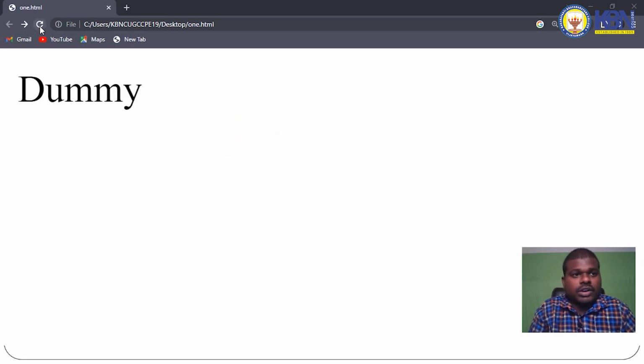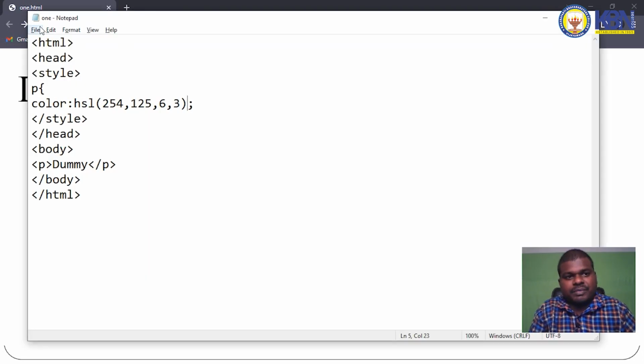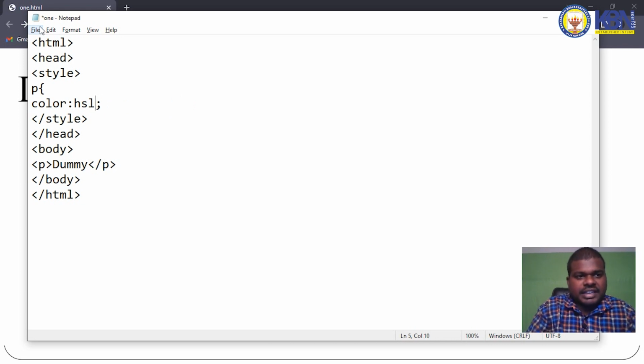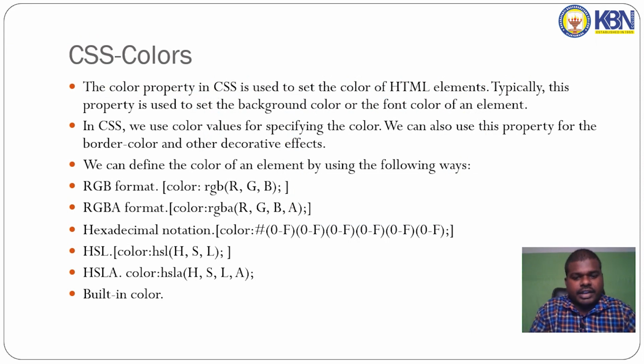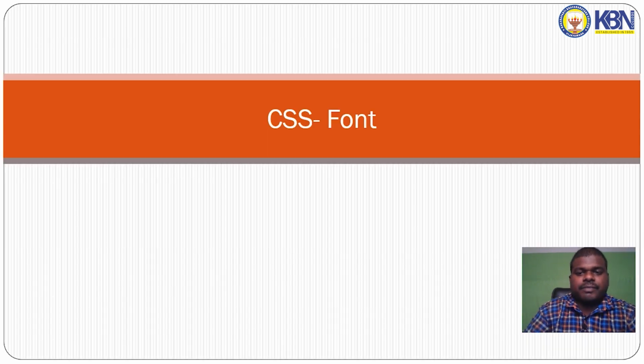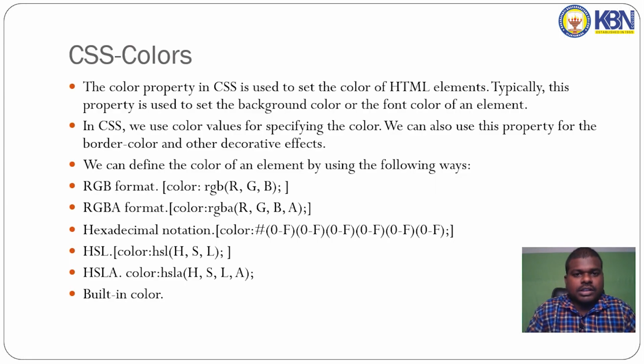Okay, so we have built-in colors also. So what are the built-in colors in CSS? Let us have a look at the built-in colors. We have colors like red, blue, green, yellow, magenta, purple. So these all will be the built-in colors of CSS. We will be seeing those colors within a couple of minutes.